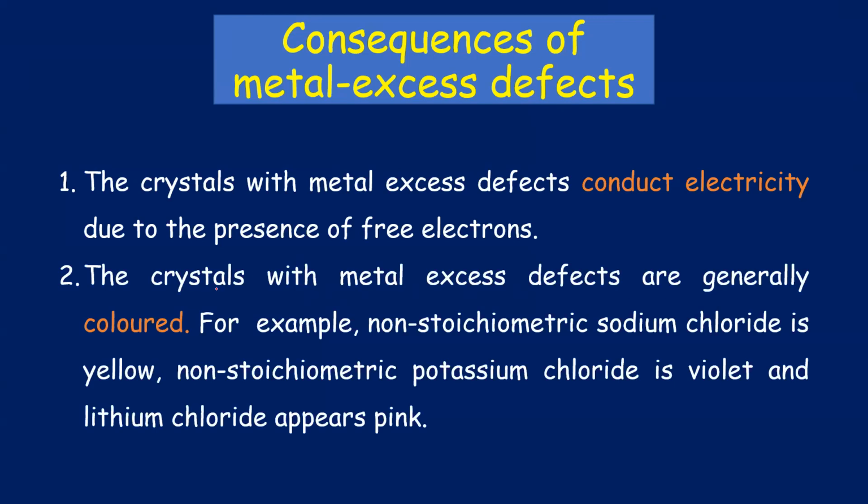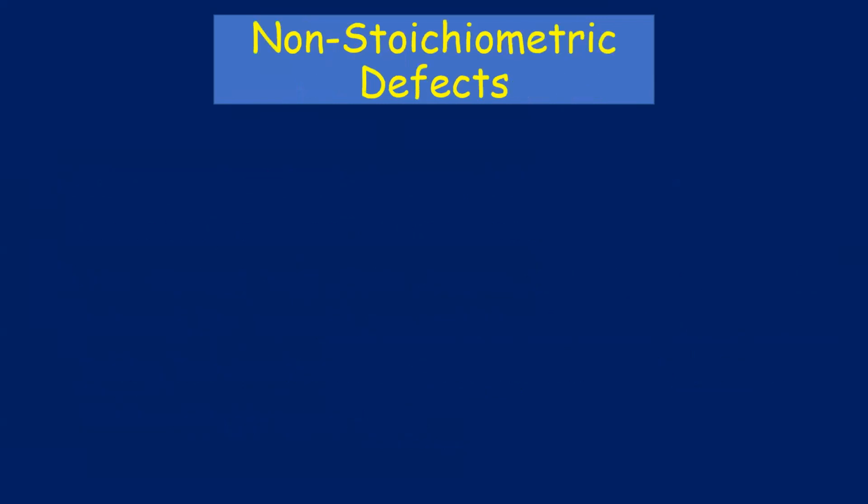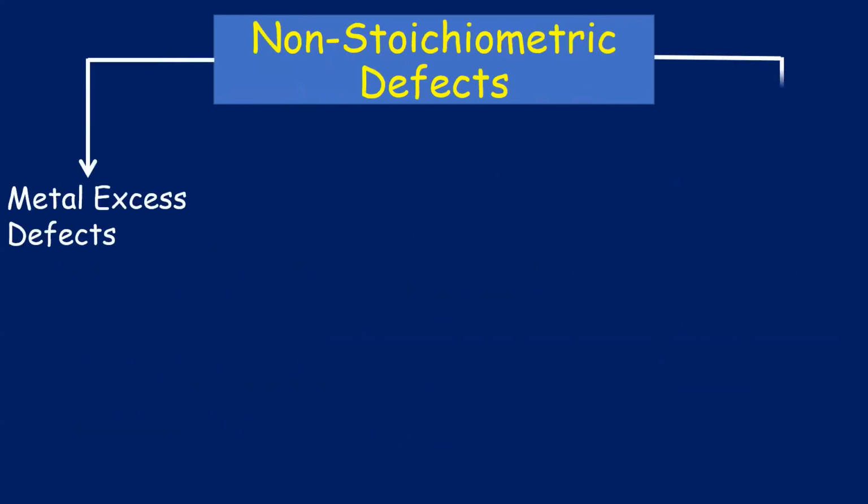Crystals with metal excess defects are generally colored. So you have sodium chloride, which is sometimes yellow, potassium chloride is sometimes violet, and lithium chloride is sometimes pink. It is all due to the metal excess defects and due to the presence of free electrons in them. We have two consequences. One is the conduction of electricity, and the next is the imparting of colors. So we have looked at the metal excess defects.